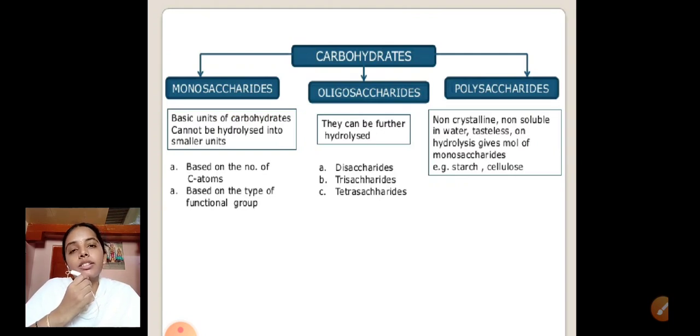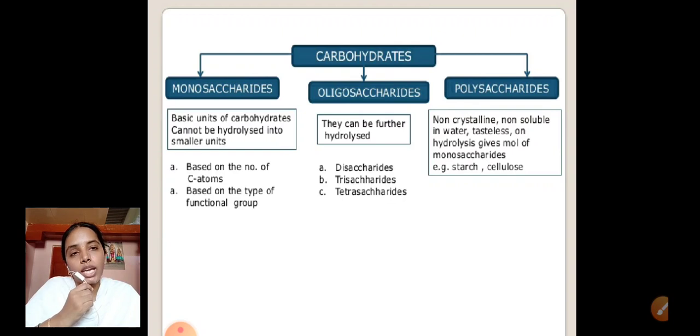The carbohydrates are classified into monosaccharides, oligosaccharides and polysaccharides. Monosaccharides: carbohydrates are commonly called saccharides, nothing but sugars. The name itself describes it, mono meaning single. This sugar is formed by a single unit. It is the basic unit of carbohydrate. They cannot be hydrolyzed into smaller units. Based upon the number of carbon atoms and the functional group, they are classified further.